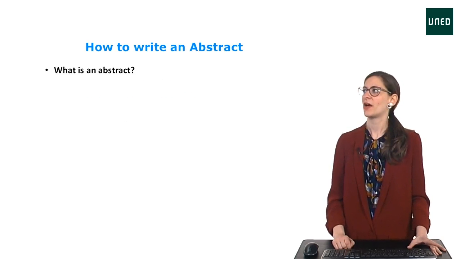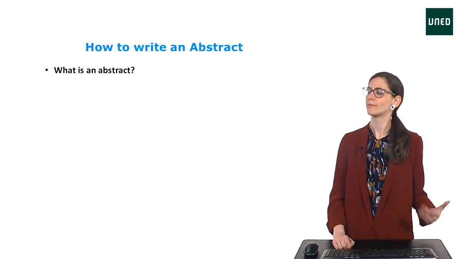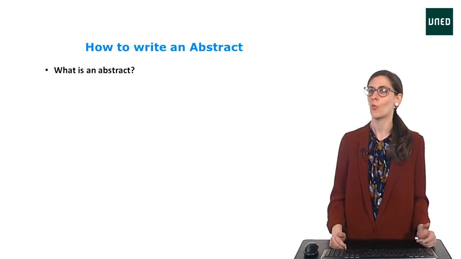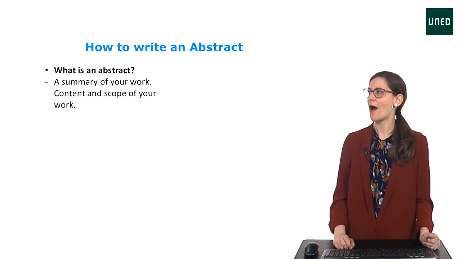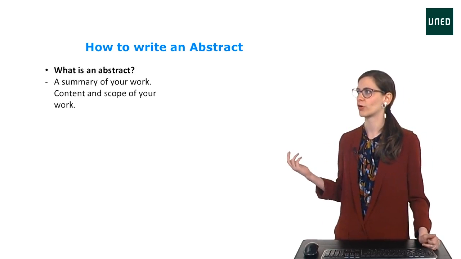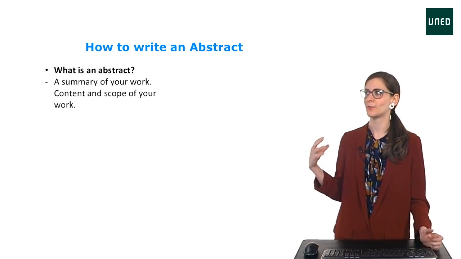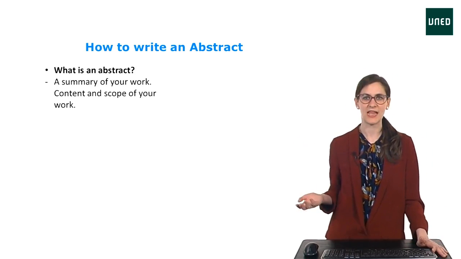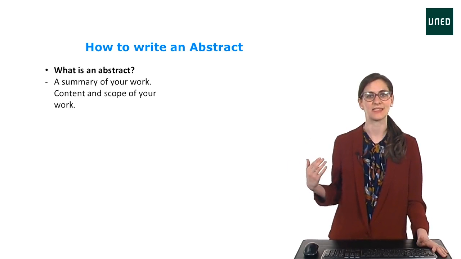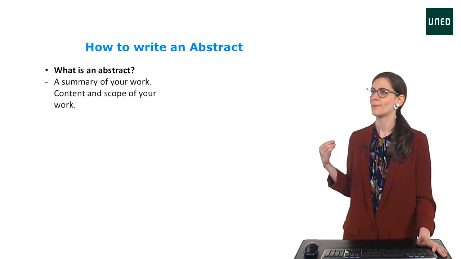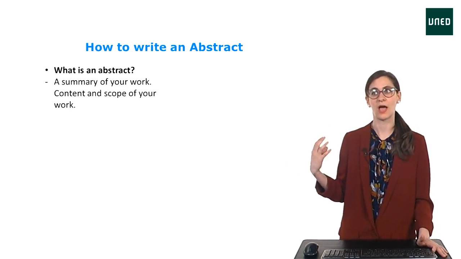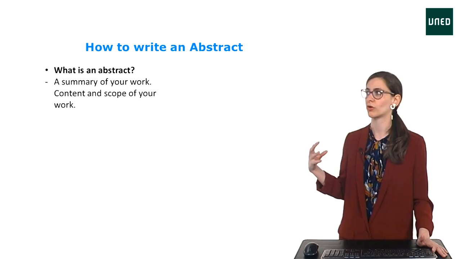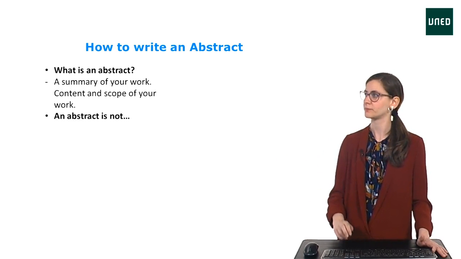The first question that we usually pose before writing an abstract is obviously, what is an abstract? An abstract is a summary of your work. It provides some information on the content and the scope of your work. In a sense, we can say that an abstract replaces the whole work, as by reading the abstract, the reader should have a quite clear and concise idea of what your work is going to be about.